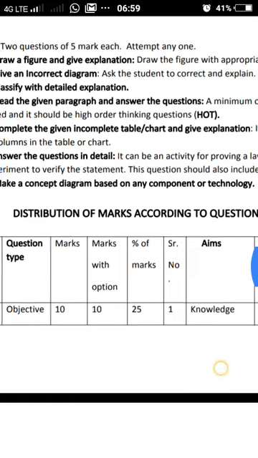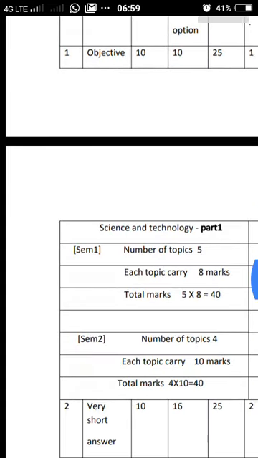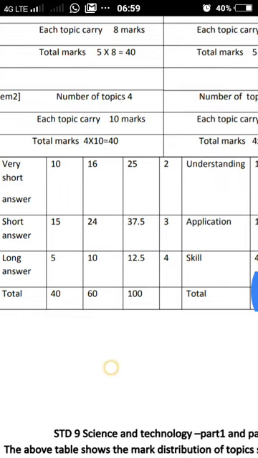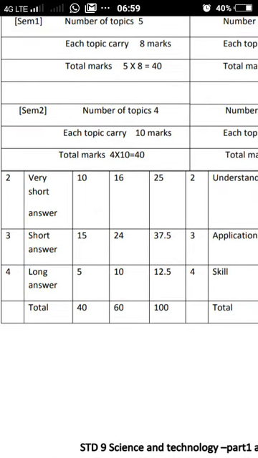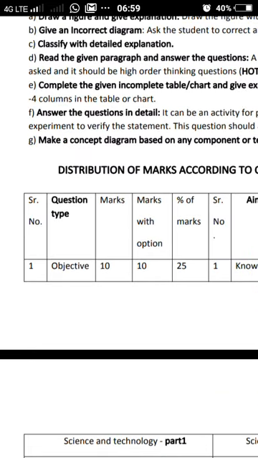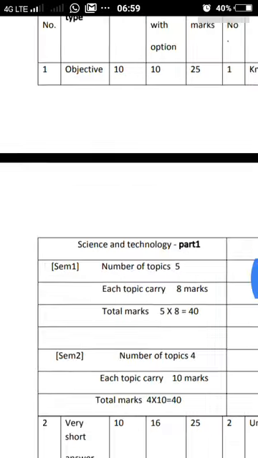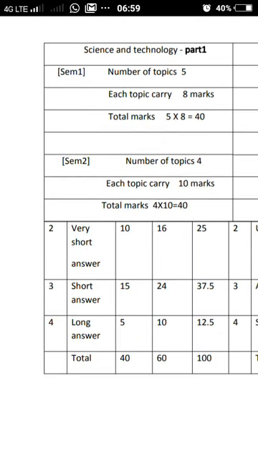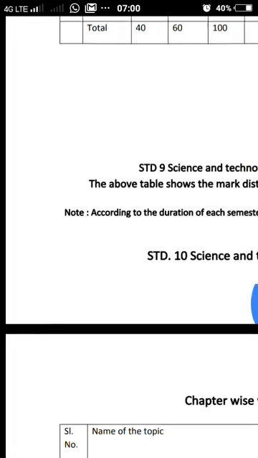Here this is about the question types. Here you can see very short answer questions will be of 10 marks, short answers 15 marks, long answer 5 marks, and obviously objective type of questions are of 10 marks. So objective questions 10 marks, short answers 10 marks, very short answers 10 marks, short answers 15 marks, long answer 5 marks, total 40 marks, sorry.